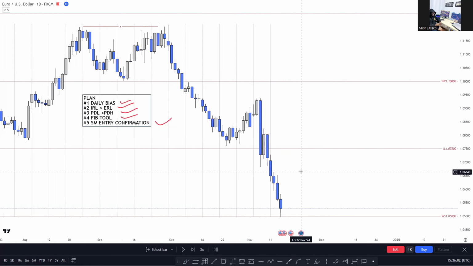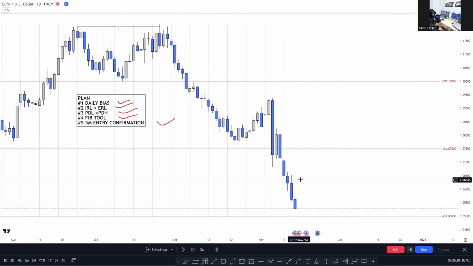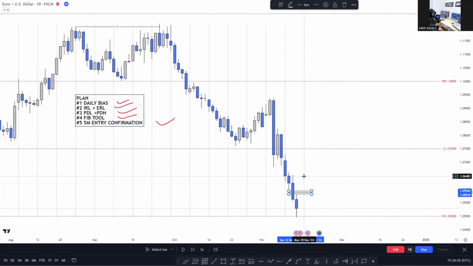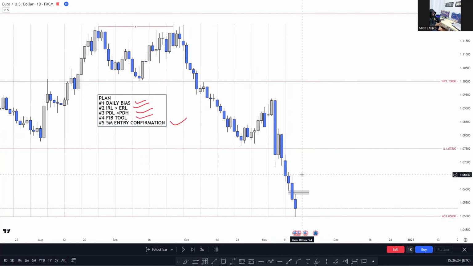So last week Friday on EURUSD, I marked my internal range liquidity here, which was this fair value gap, which happened between Tuesday, Wednesday, and Thursday. So that was the internal range liquidity I had on Thursday. Looking at this, my daily bias, I was very bearish on EURUSD. Why? Because the previous 4 or 5 days had been very bearish.